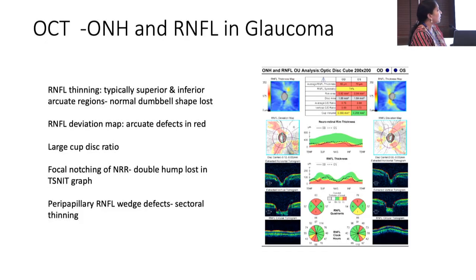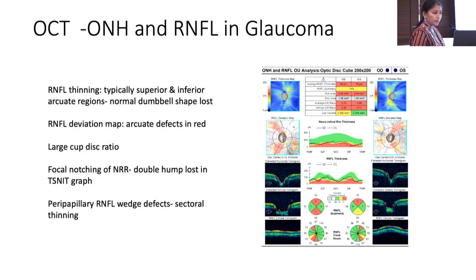In the TS-NIT graph also, you see there is loss of the double hump pattern. The double hump that was seen in the normal OCT is not there. Superiorly it is dipping, and inferiorly also there is a dip in the RNFL. This is for the NRR, this is for the RNFL. You have the quadrant map again showing a red color in the superior quadrant as well as in the inferior quadrant. On the sectoral map, you find the thinning is more for the supratemporal and inferotemporal areas, which is more specific for glaucoma.